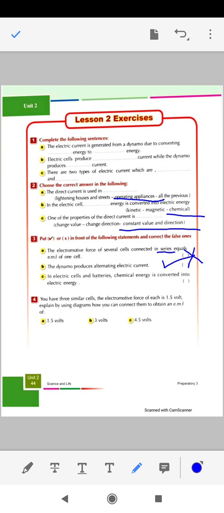In electric cell and battery, chemical energy is converted into electric energy. True. If you have three similar cells, the electromotive force of each is 1.5 volt. Explain using a diagram how you can connect them to obtain an EMF of 1.5 volt.